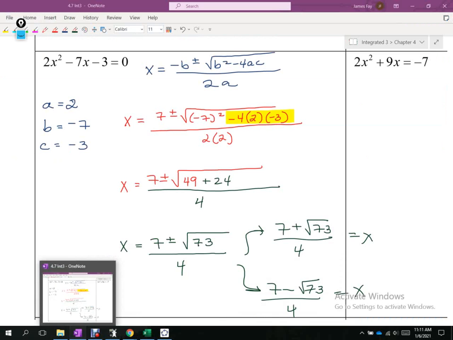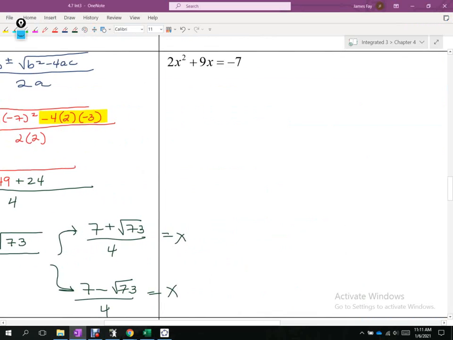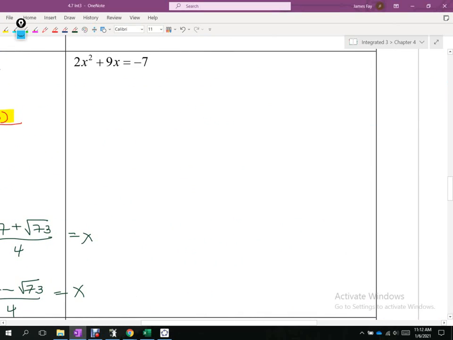So let's go to this one. What do I need to do to this one before we can even start? Bring the 7 over. Okay, so it's going to be turned into 2x squared plus 9x plus 7. Okay, go ahead and identify your A, B, and C's.